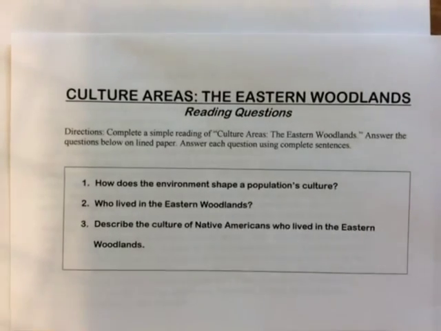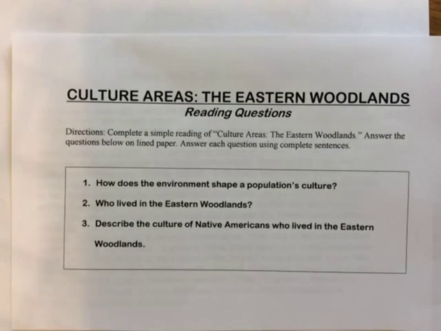So I have those here on this little half sheet of paper. It begins with the title of the article, Culture Areas, the Eastern Woodlands, and you can see that it says reading questions. So by a quick survey, I see I have 3 questions that I'm targeting as I go through and read this document. The directions here say, complete a simple reading of Culture Areas, the Eastern Woodlands, answer the questions below on line paper, and answer each question using complete sentences. So my first question is, how does the environment shape a population's culture? 2, who lived in the Eastern Woodlands? And 3, describe the culture of Native Americans who lived in the Eastern Woodlands.